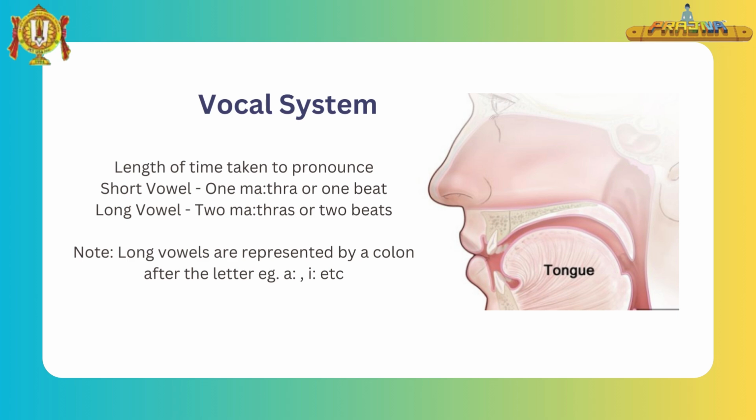Vowels are a self-established sound. The amount of time it takes to pronounce a vowel is called matra. A short vowel, which is one matra, takes one beat, and a long vowel has two matras and takes two beats. Let's practice pronouncing the vowels.